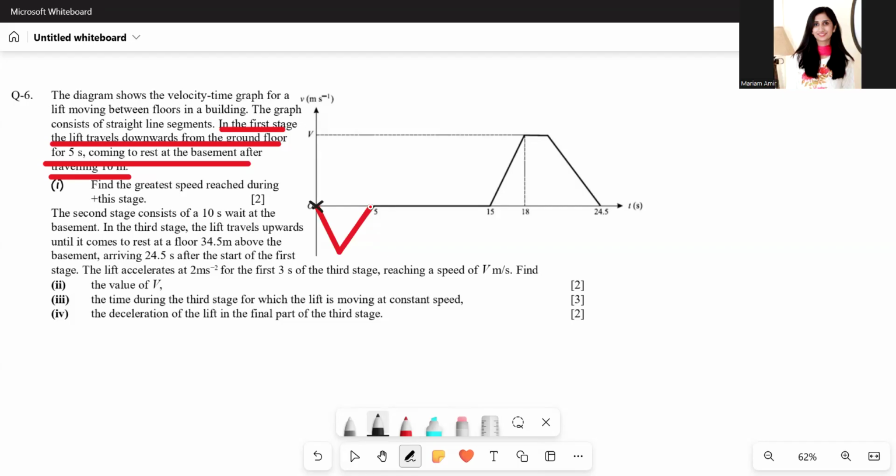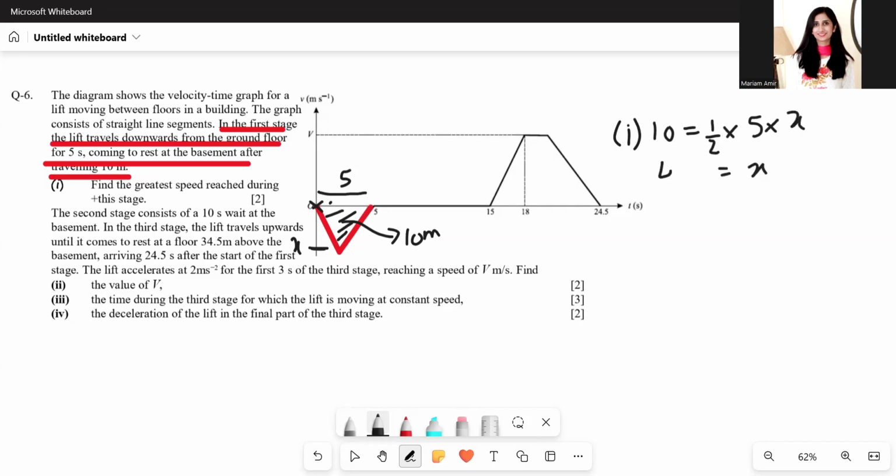Okay, so this distance would be 10 meters because distance is area under the graph, and we have to find the greatest speed reached during this stage. So we have to find the value of speed over here. Let's call it x. Okay, so if the area is 10, which is the distance, is equal to half times base is 5 units times height is x, which is the speed. So this would be 4 meters per second. So this value here is 4.